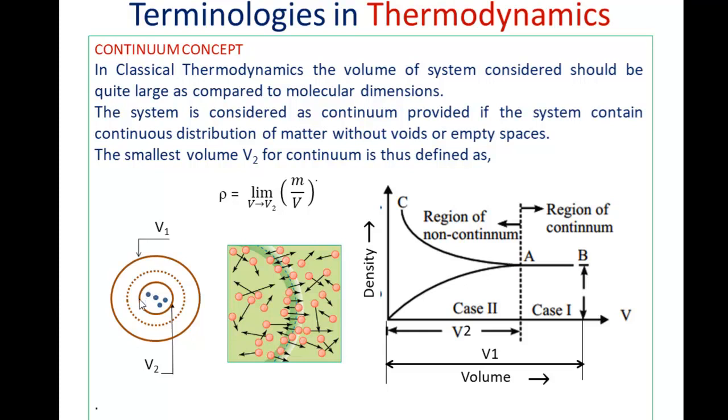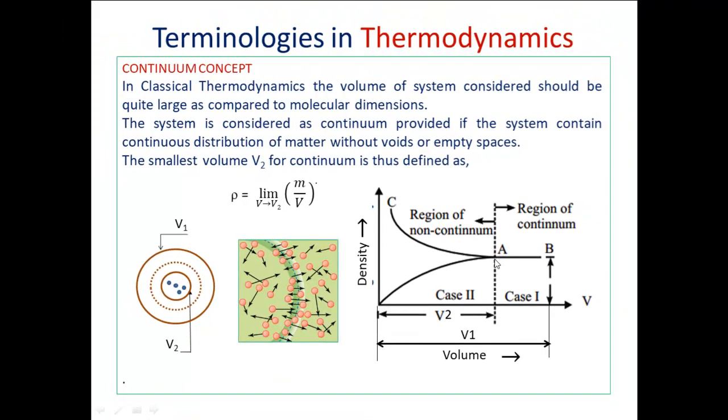If very few molecules are present in a volume lesser than V2, then let us say in this diagram 4 molecules are there at a particular instant, and in the next instant it can be 3 or it can be 5. So the number of molecules is going to vary at any particular instant. So there is a limit for the volume with which we can apply classical thermodynamics. That is what is given by the continuum concept. Up to this limit, the matter that is considered is continuous and there are no significant voids.